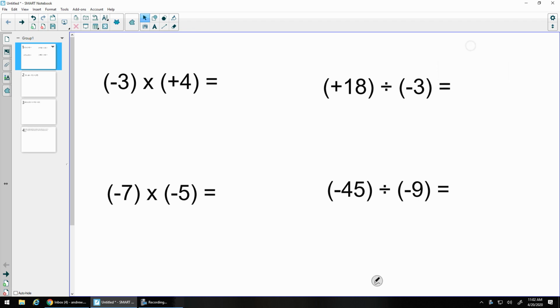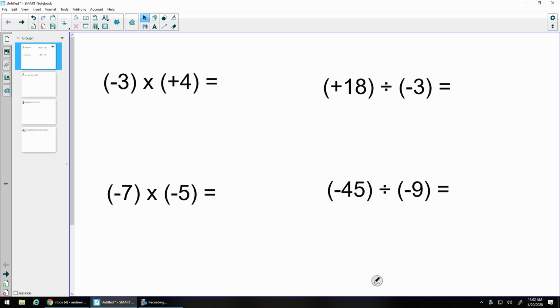Hey, grade 8s. We're just going to do some quick review on our integers unit. So we were looking at mostly multiplying and dividing integers. There's also some order of operations, so we're also having to remember addition and subtraction of integers from grade 7. But for now, I'll just quickly review multiplication and division.